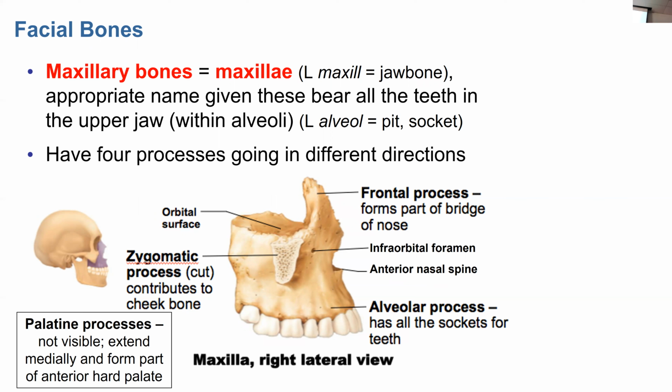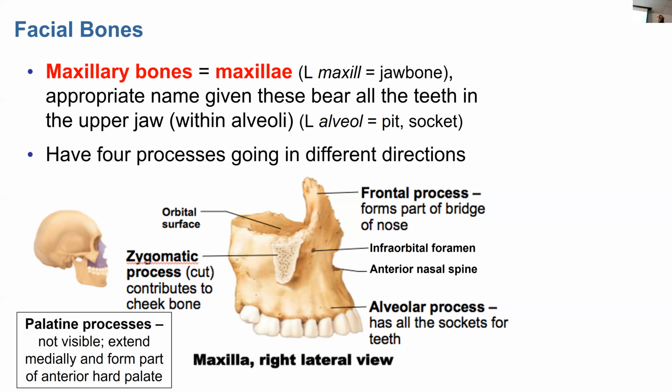We have the zygomatic process. This is cut, but this is the front part of your cheekbone, like right here, just lateral to your nose. In this view, it's cut here. You can't see it very well. And then we have something called the palatine process that I'll show you from a different angle. We kind of can't see it from this angle here. Let's see what I want to take away from here. That's the main thing about the maxillary bone. Remember, they're paired. You have a left and a right, and they contain teeth.